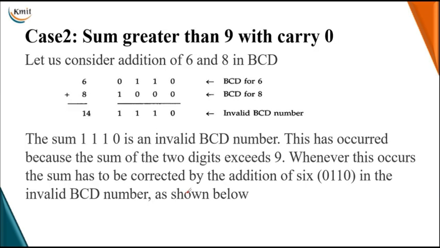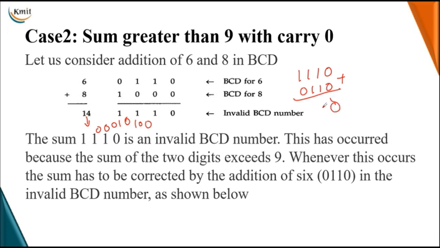Next, let me take the case where the summation is greater than 9 with a carry of 0. We have taken the example 6 plus 8. The decimal addition 6 plus 8 is 14, whereas 14 in BCD is equal to 0001 0100. But if I do the addition using a binary adder, we obtain the result 1110. So the way to correct this is by adding 6 to this binary summation. Then we can correct the BCD summation.